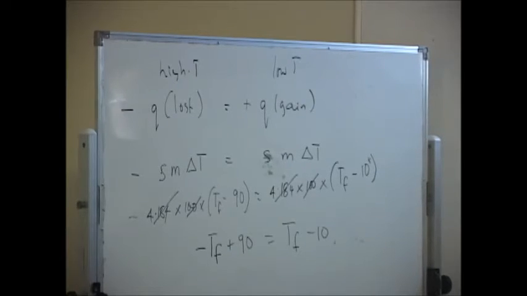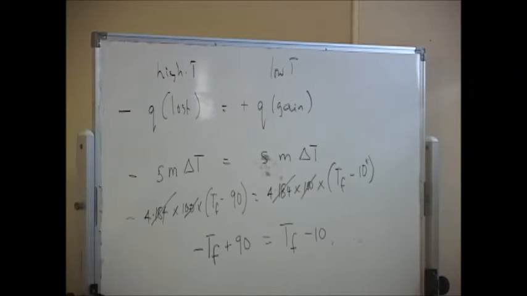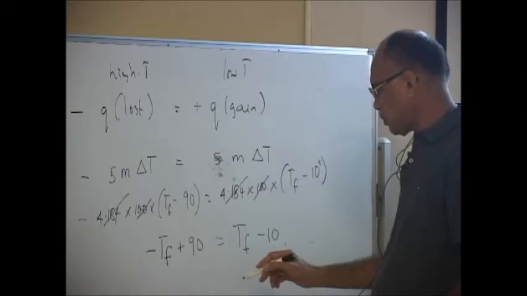Why are we using the TF on both terms? Because when they combine, it'll be just one single body of water, and therefore the final temperature is the same in both of them. So that'll be what the final temperature is.